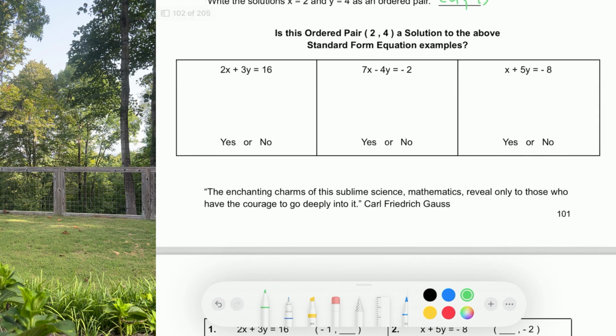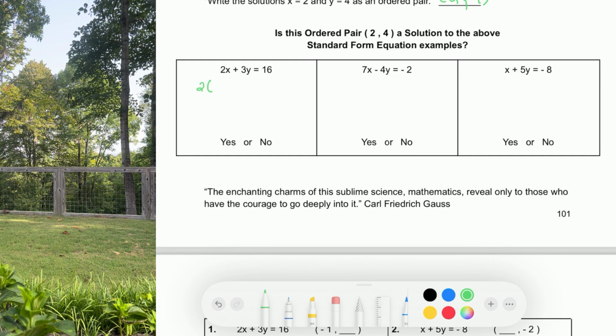Is this ordered pair 2, 4 a solution to the above standard form equation examples? So I took the examples that we looked at above and I brought them down so that we could go through and learn how to determine if they are in fact solutions. You've already done a similar form of this with finding whether or not one number was a solution to an equation. Now we're going to find out if these two numbers are. But we can do it at the same time, so we're not going to have to work out two different problems at this point. So I'm going to plug in the values for x and y.